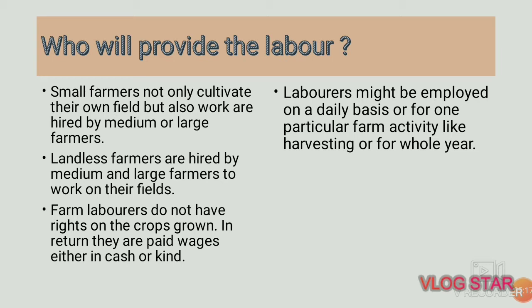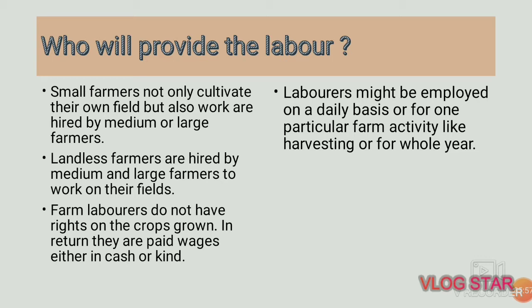So when these small and landless laborers work on the land of big or medium farmers, the return they get is only in the form of salary or in kind. Kind means they'll either get food or a part of the crops. Okay? And they do not have the right over the crops that they have grown on that land. Laborers might be employed on a daily basis, or for one particular farm activity like harvesting, or for the whole year.